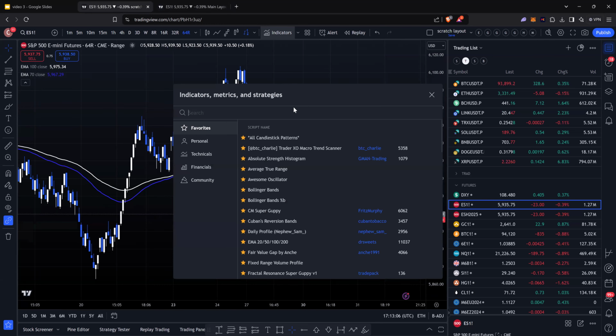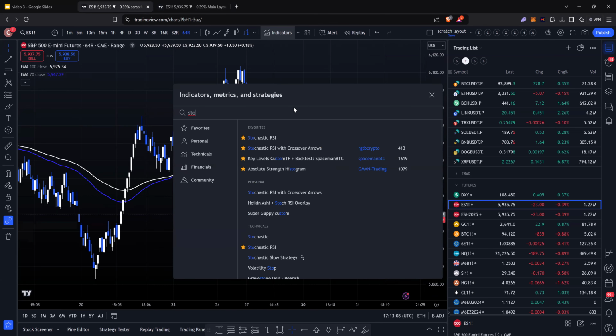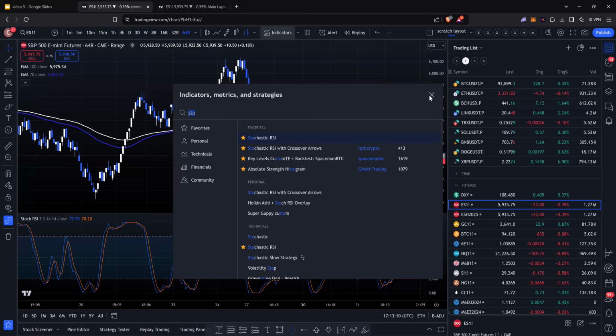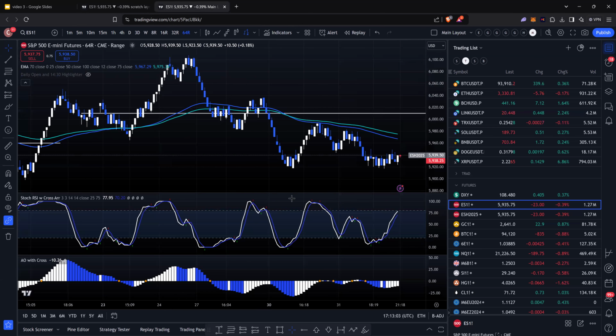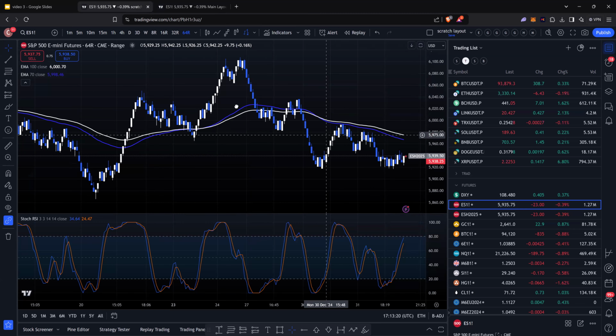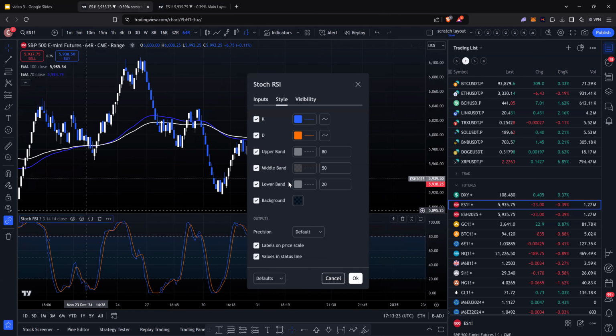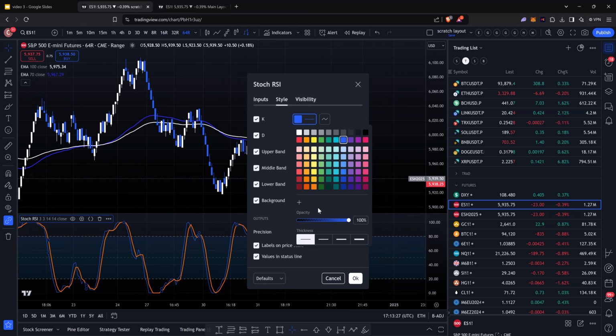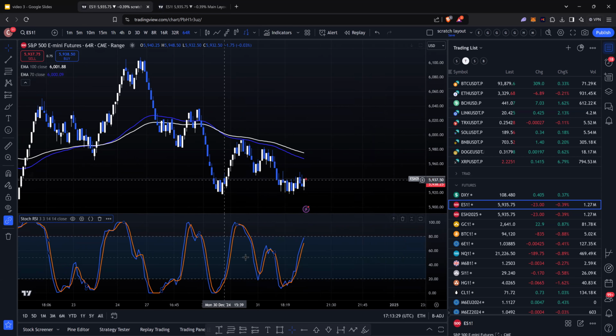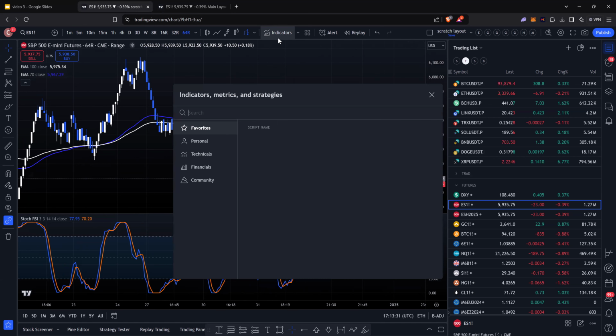To get the stochastic, go to the indicators and search for stochastic RSI. This will be the same as I use, except the colors are different, and it doesn't print the crossover arrows, which I have customized on mine. I like to make the lines thicker, just because I think it's easier to see. Maybe my eyes are bad, and you can play with the colors from there.